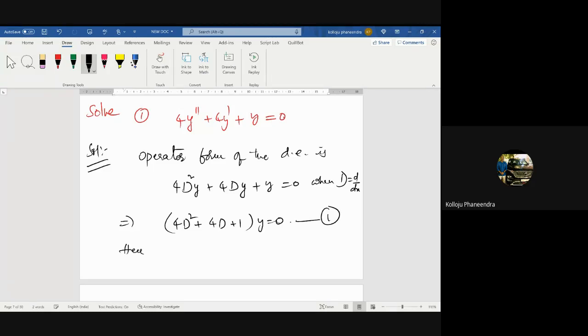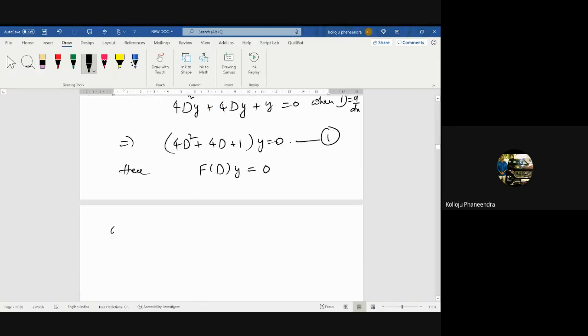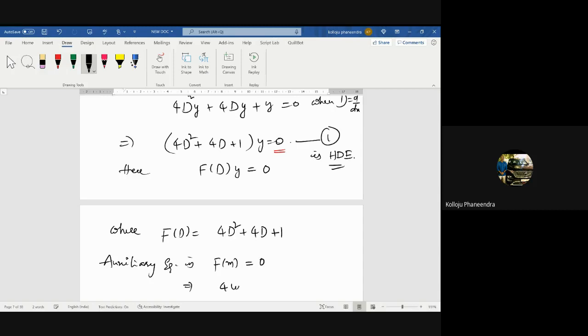Here this is of the form f of d into y equal to 0, where f of d equals 4d square plus 4d plus 1. This is a homogeneous differential equation, meaning it is equal to 0, in higher order. Now, what do I have to consider? The auxiliary equation, f of m equal to 0. Therefore 4m square plus 4m plus 1 equal to 0.